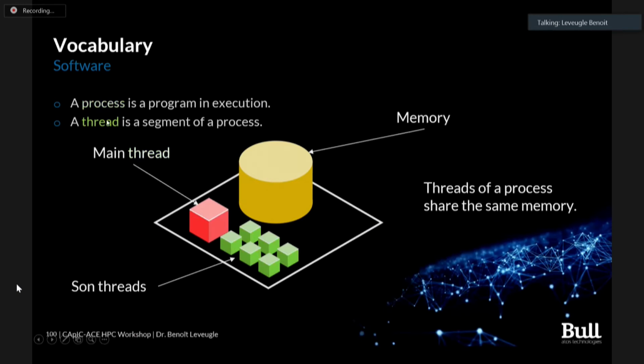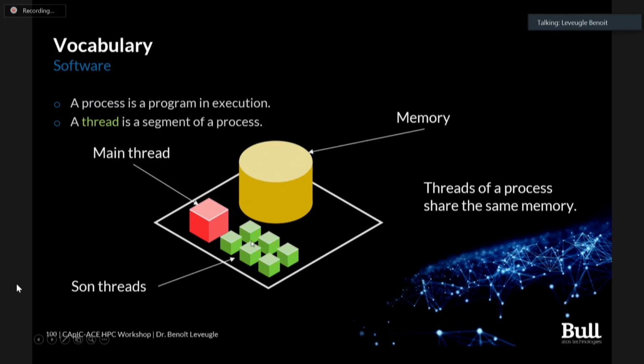A thread is different from a process, and be careful with that. A thread is a segment of a process. In a process you have one thread, the main thread, the core, the stuff executing, and you can have some other threads. So if you have a process with threads, they share the same memory.